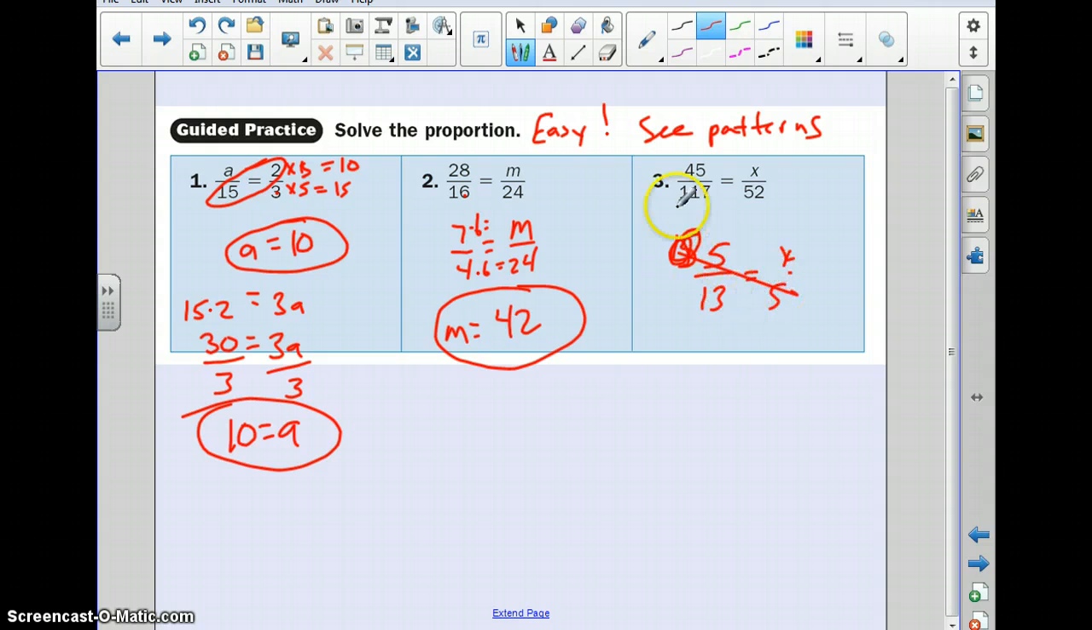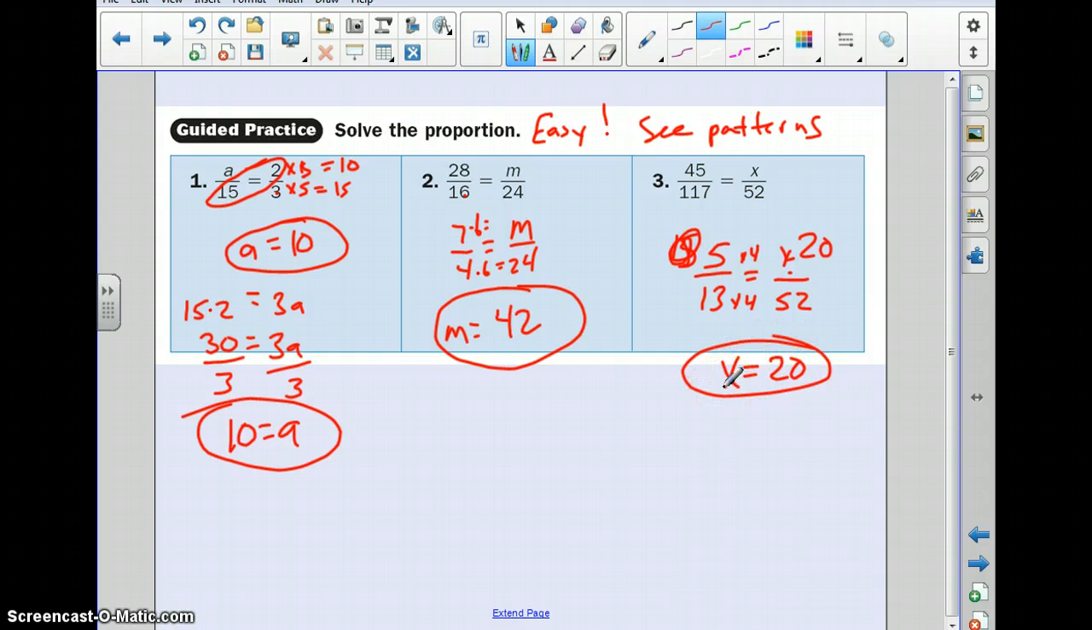Oh no, my pen stopped working. Let's go back. X over 52. Now, some of us can see this pattern here. I know that 13 times 4 is 52, and 5 times 4 is 20. But if I couldn't see that pattern, I know that I could figure it out using cross products.